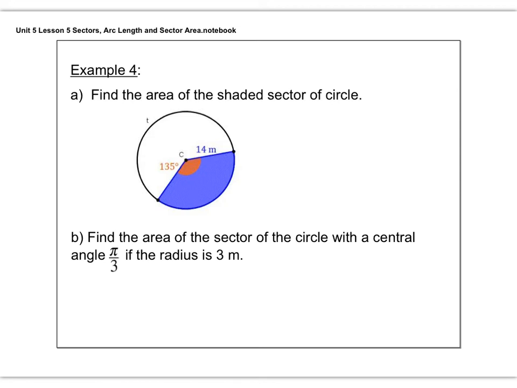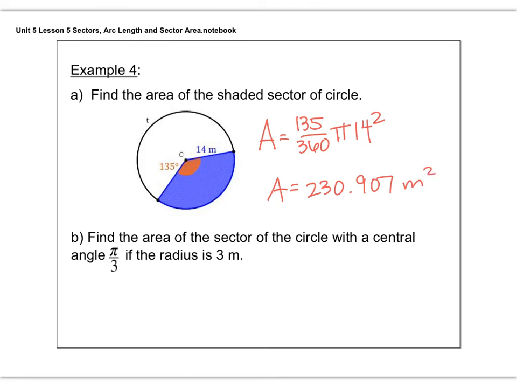So let's find the area of the shaded sector of this circle. I notice that I'm given my angle in degrees. So for me personally, I usually tend to just use the degree formula, which is going to be 135 out of 360 times pi times 14 squared. If you'd rather convert 135 into radians and use the radians formula, that's totally fine. You then can type that into your calculator and get the final answer. After typing it into my calculator, I see the answer for the area of the sector is 230.907 meters squared.